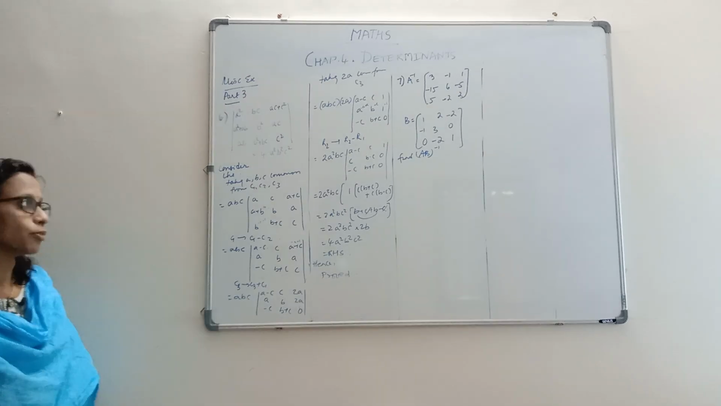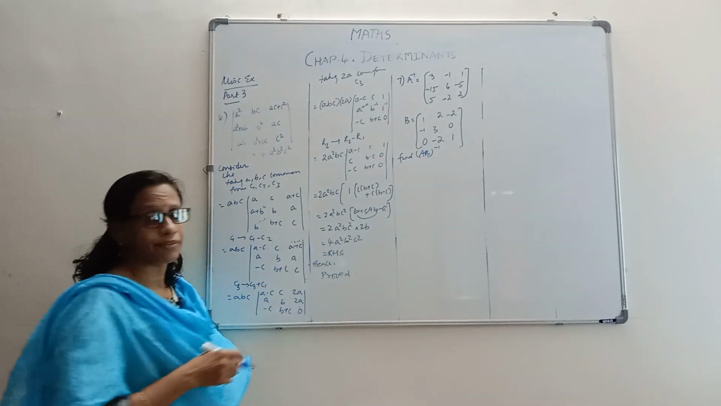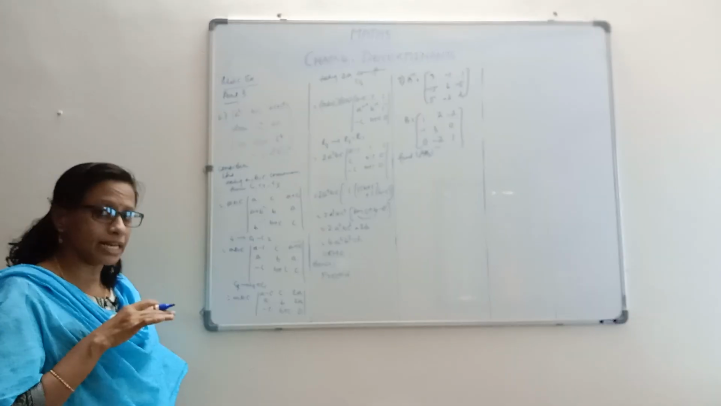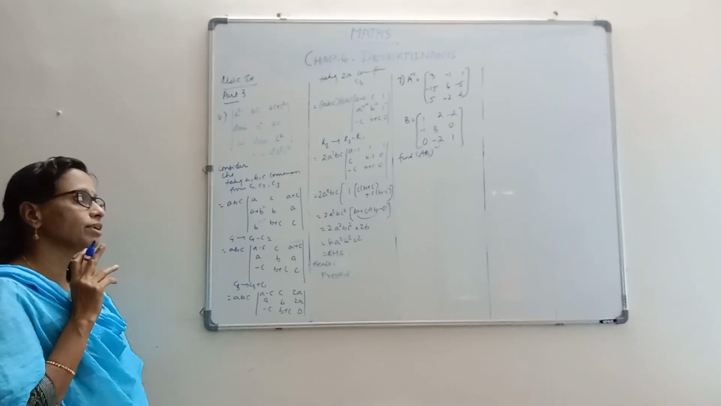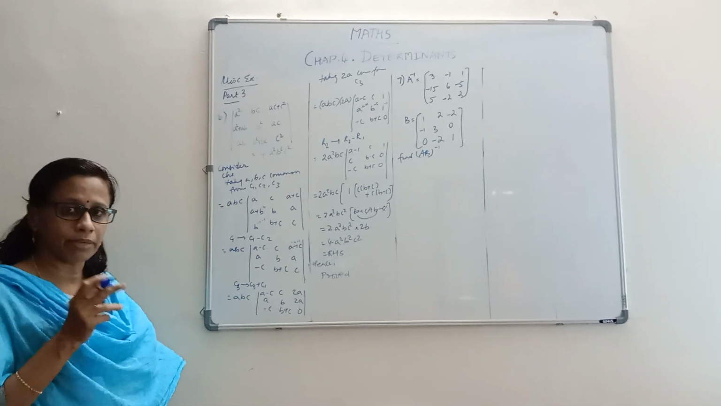So that's about the proof about this problem. Now once we are done with that, we are moving to the 7th problem. Now what is given in the 7th problem? They have given us A inverse, A is not there. They have given us B, and B inverse is not there. They have asked us to find AB inverse.